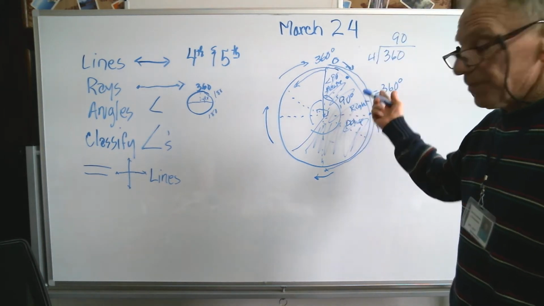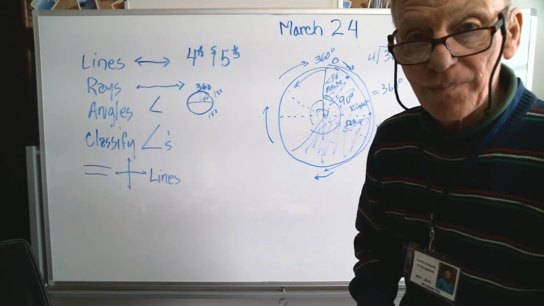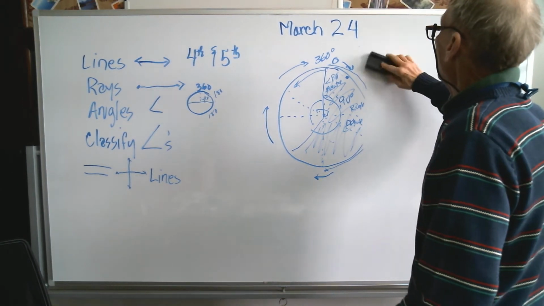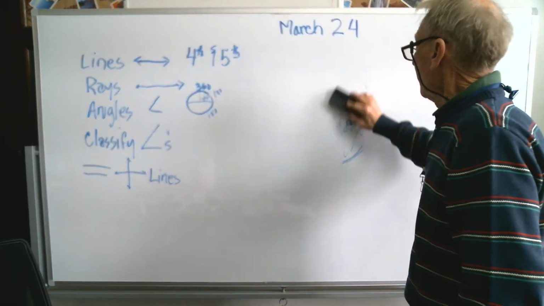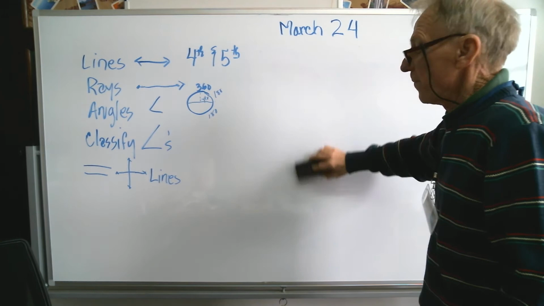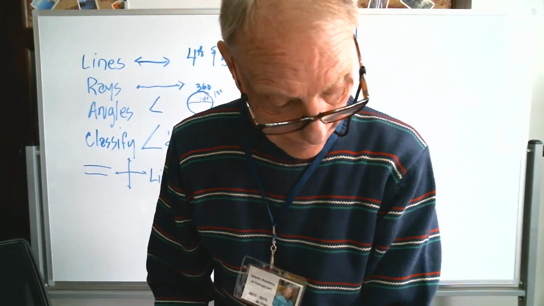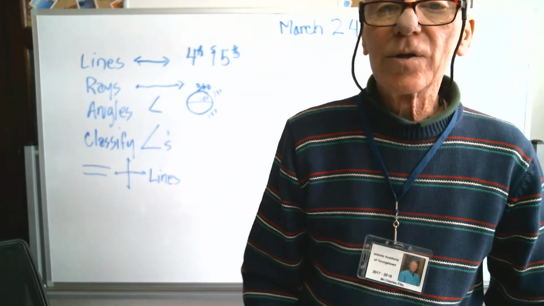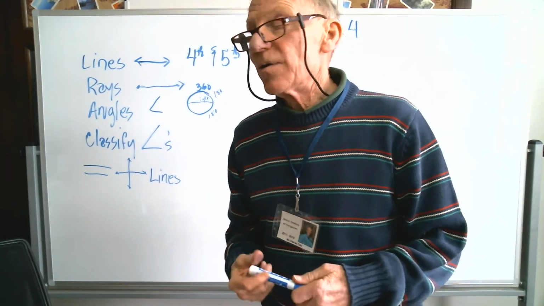Within it can be any number of different angles. Some of them will be less than 90 degrees. Some of them will be more. If they're less, they're acute. If they're more, they're obtuse. The easy way to do it is always compare your angle to a 90-degree angle.